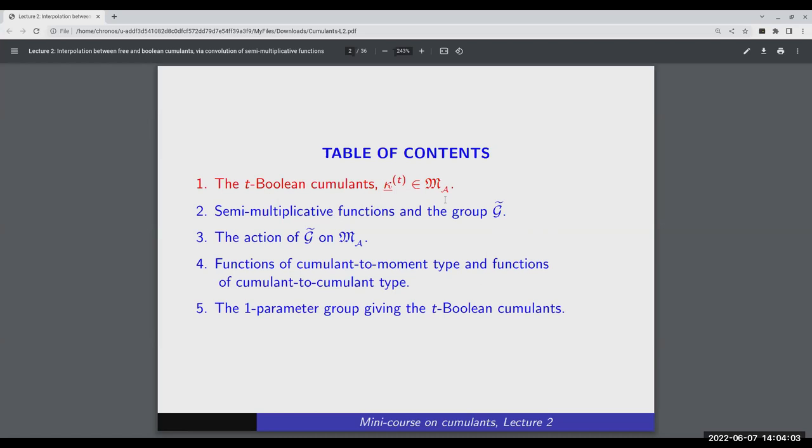This M sub A is the main animal from yesterday. I will review it in a second. The idea is to look at these T Boolean cumulants as an appetizer, then go for the group of symmetries of transitioning functions, and in the end return to the T Boolean cumulants and see what we get about them. Okay.